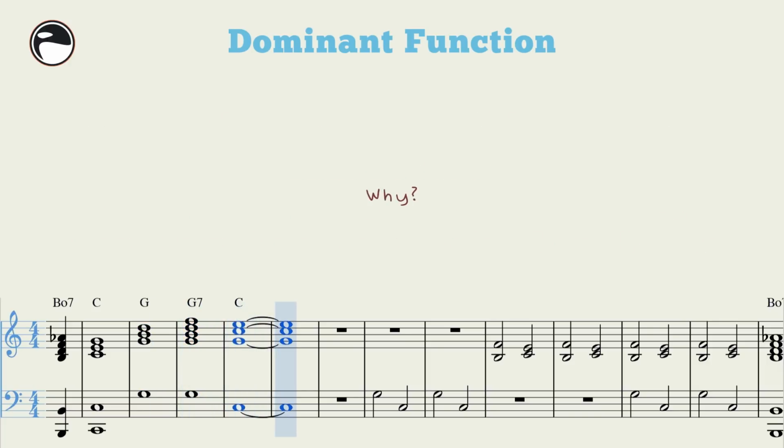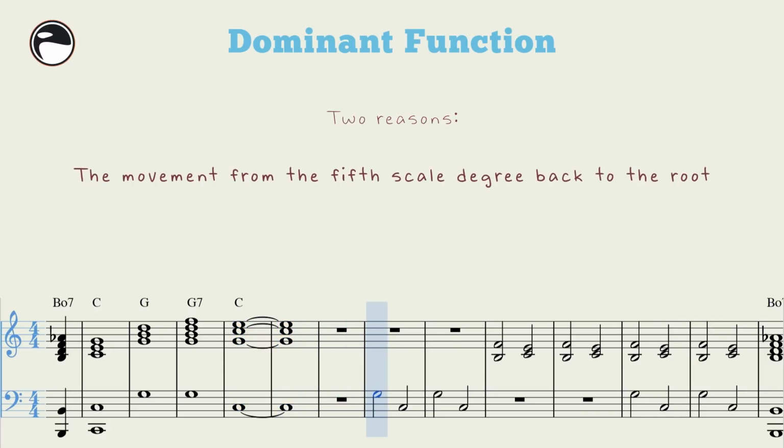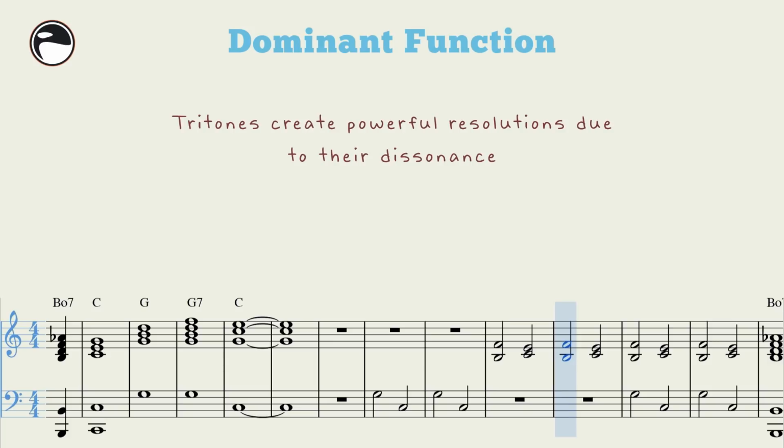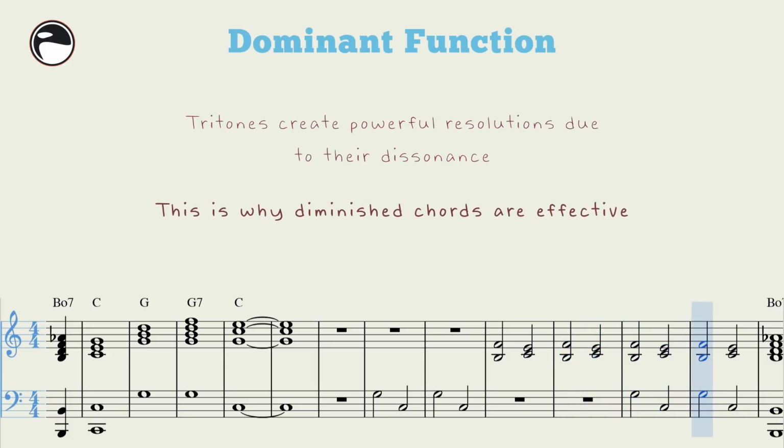But why does it have the most powerful resolution? 2 reasons: the movement from the 5th degree in the scale back to the root note, and the tritone resolution from the chord voicings. Tritones create powerful resolutions due to their dissonance. This is what makes a 7 diminished chord effective.